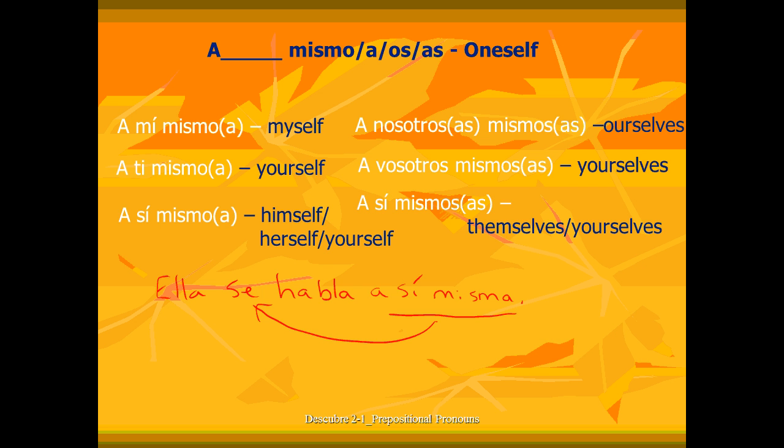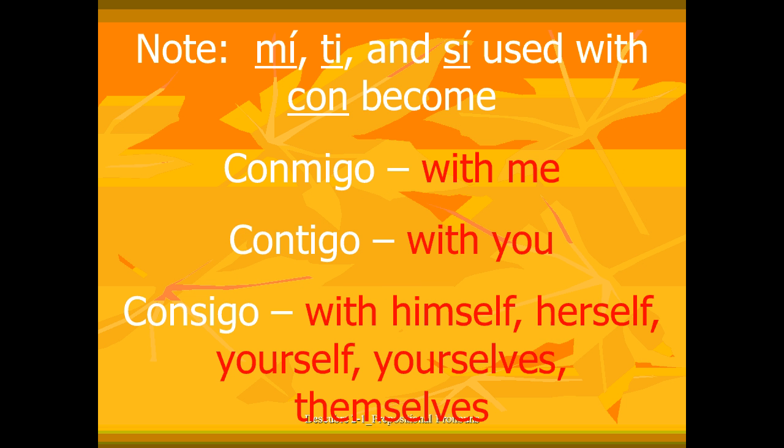The next section is with mí, ti, and sí used with con. Conmigo is with me, contigo is with you, consigo is with himself, herself, yourselves, themselves. So you can't say con mí, con ti.